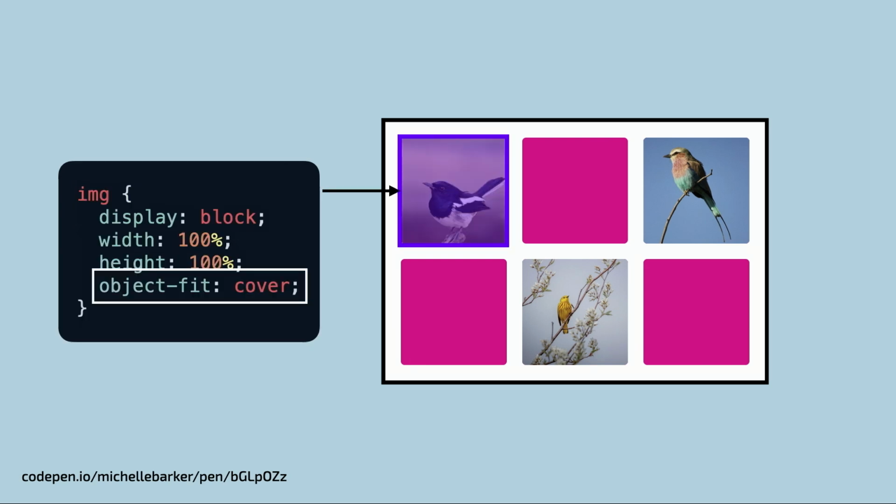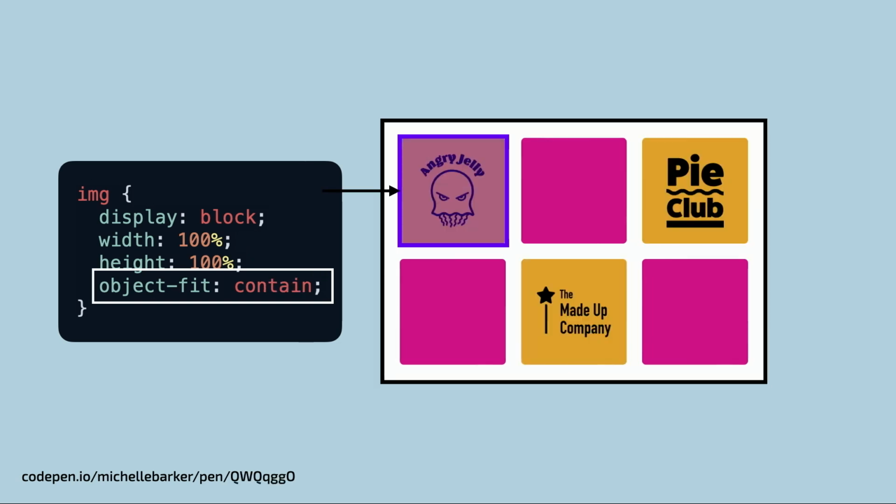Then we can set object fit to cover on the images so that whatever the dimensions of our original image, they're going to cover our square items nicely. So this works great for an image gallery or something like that. Or if we have something like a logo grid, we could set object fit to contain, and the logos will be nicely centered within our square items without any cropping.